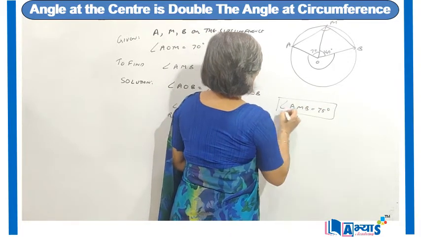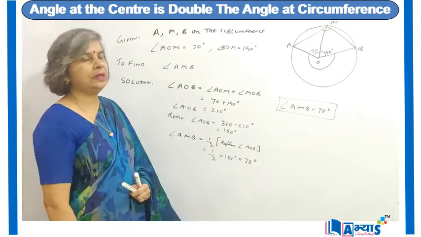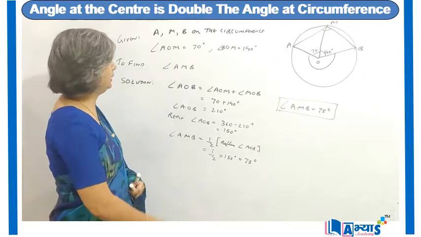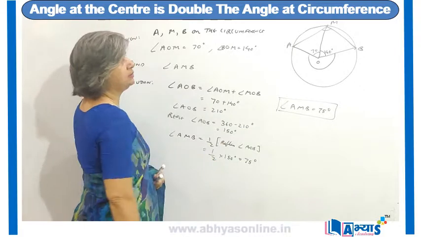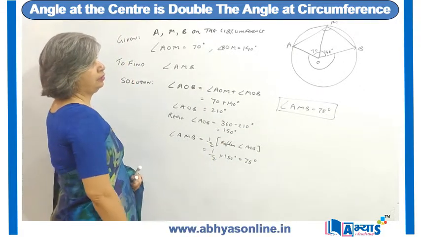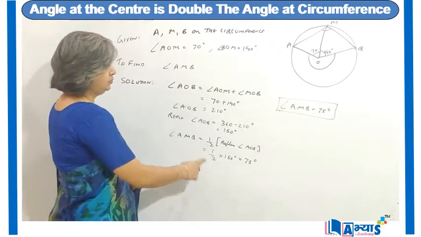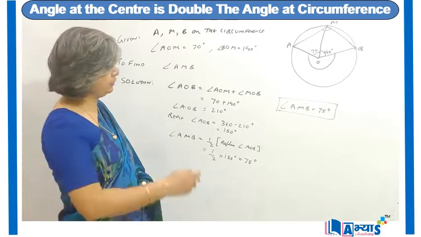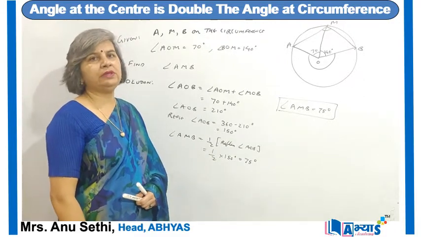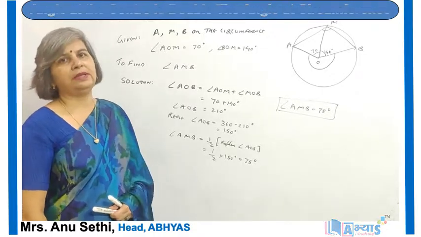So this is how I can apply the concept that the angle at the center is double the angle at the circumference. Then using the concept that the angles around a point are 360 degrees, reflex of angle AOB is equal to 360 minus 210 and it came out to be 150 degrees. Now reflex of angle AOB is 150 degrees, so angle AMB is half of reflex angle AOB, so half into 150 I got 75 degrees. So hence angle AMB is 75 degrees. This is how we can apply the concept that the angle at the center is double the angle at the circumference.